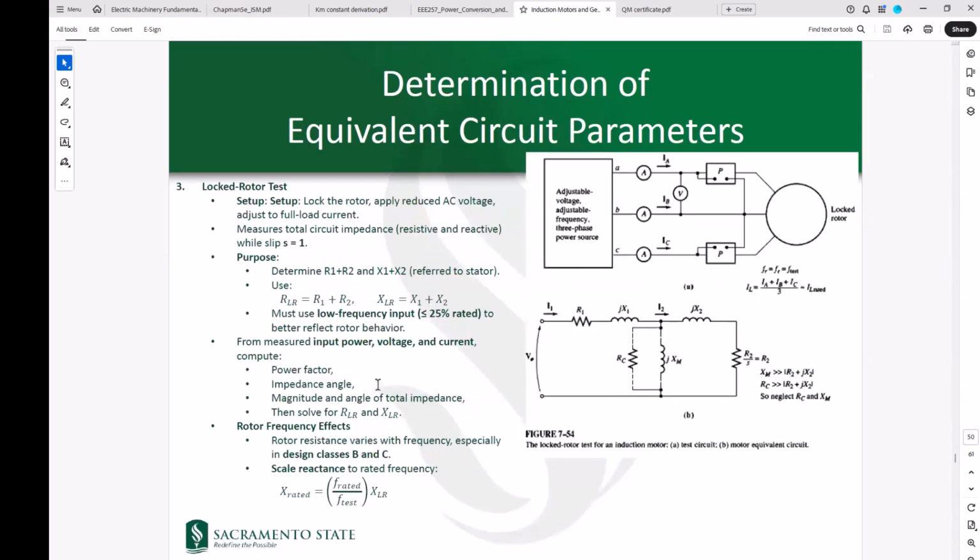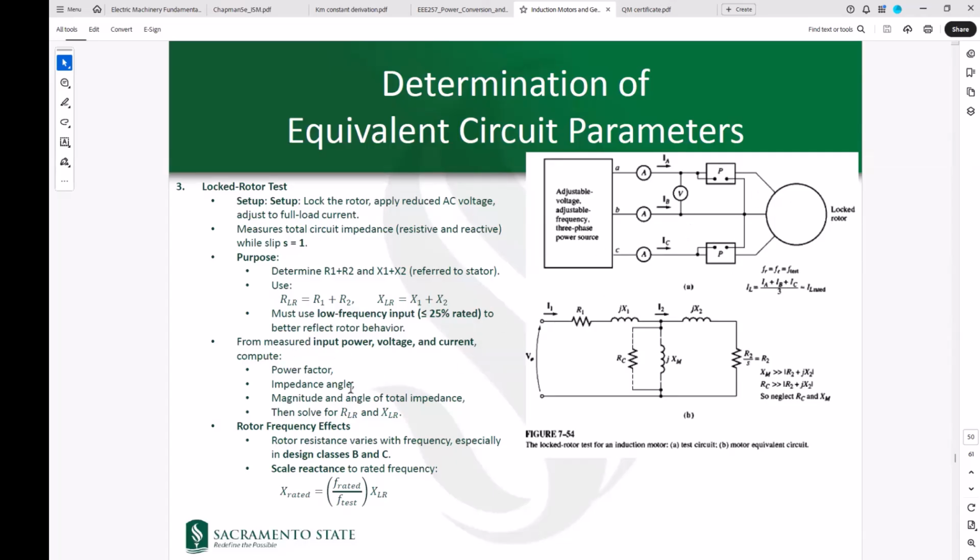And finally, the third test would be called the locked rotor test. We're locking the rotor, so the slip would be 1. The purpose is to find out R1 plus R2 and X1 plus X2 referred to the stator. So whatever we measure from the rotor would be referred to the stator because we are applying basically the experiment on the stator side. We use the low frequency input. So we do not usually operate this test under nominal frequency. We use it under 25% of the rated frequency to better reflect the rotor's behavior.